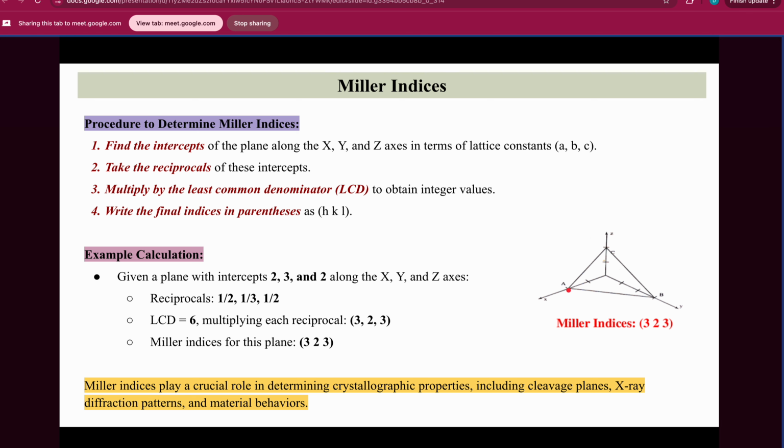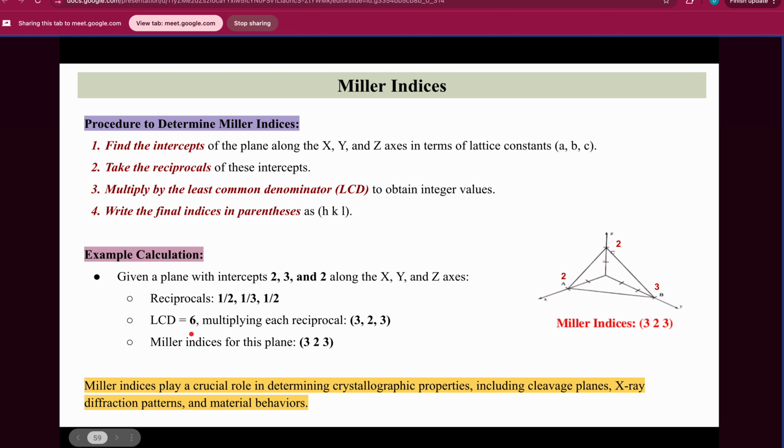So in this case, towards the x-axis, the intercept is at point 2. If we consider this as 1 and this as 2, so this is 2. Along the y-axis, it is cutting at point 3, and at the z-axis it is cutting at point 2. So the first step was to find the intercept. So now the intercepts are 2, 3, 2. The second step is to take the reciprocal. So now the reciprocals will be 1 by 2, 1 by 3, and 1 by 2.